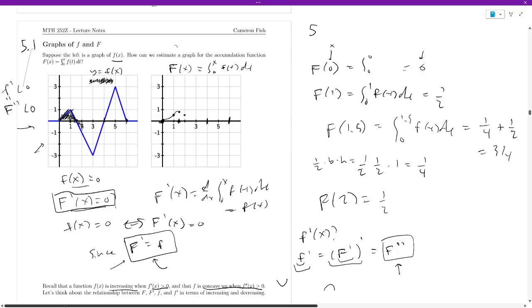It's pretty hard to just reconstruct this graph completely. You can do it, it just takes a while. But we can answer various questions using this relationship. So you might see questions like, when is big F increasing? When is it decreasing? And you can connect it to little f, is the point.